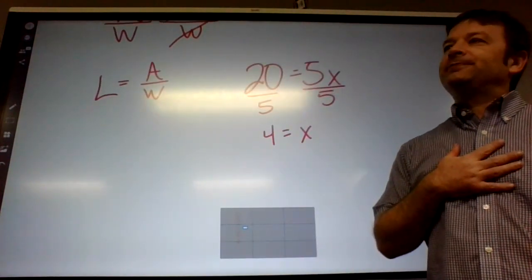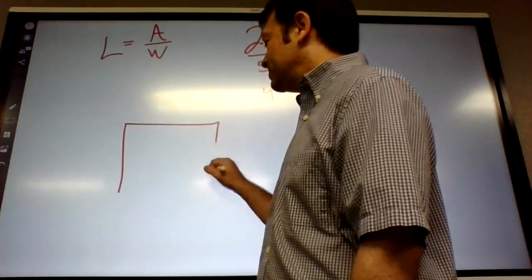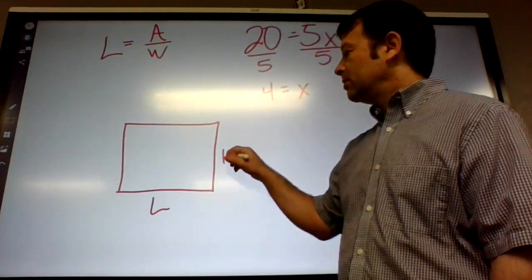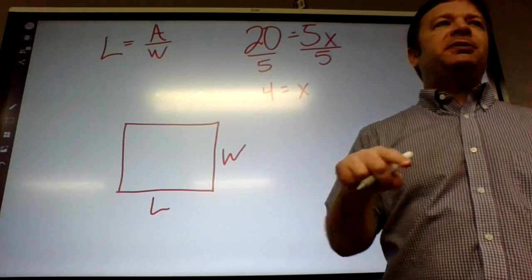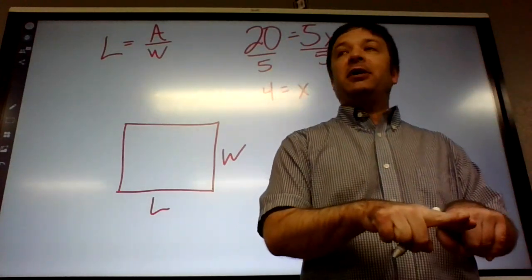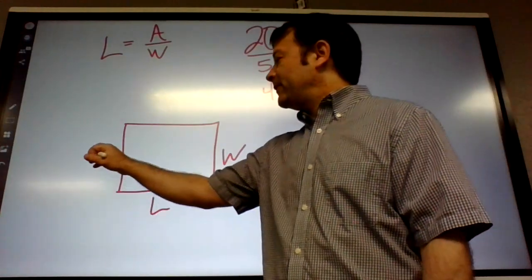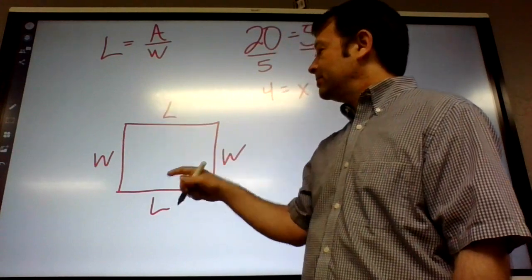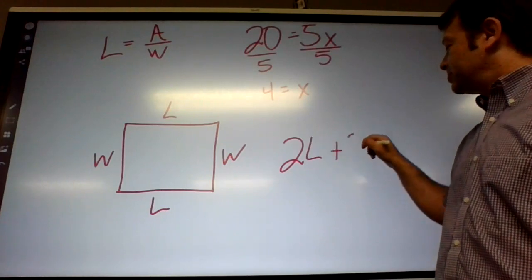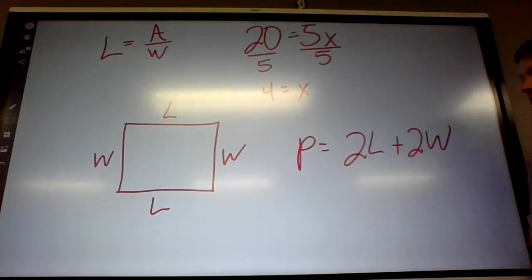What's another formula? How about perimeter of a rectangle? You guys know what the formula for that is? This is probably on the assignment today. What's perimeter mean? Right, it's like how far around it is. To find the perimeter for a rectangle, you need 2 of these plus 2 of those. 2 lengths plus 2 widths equals a perimeter.